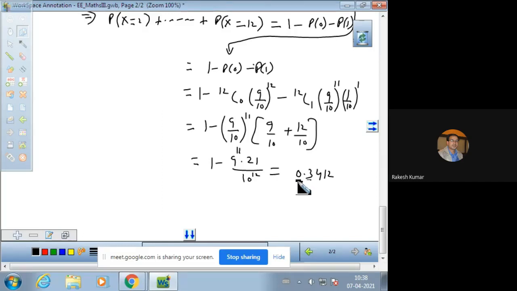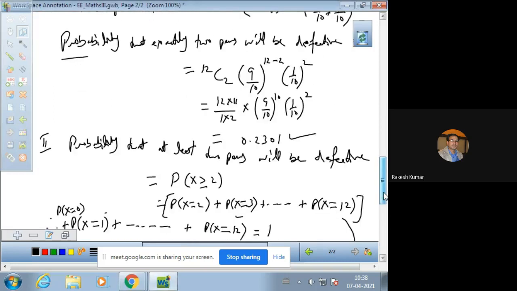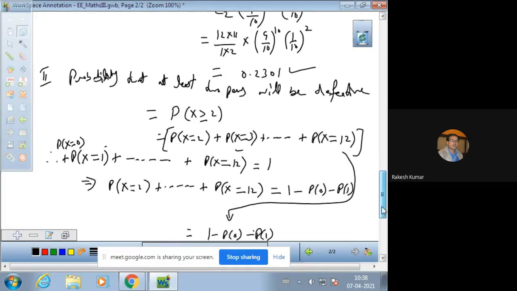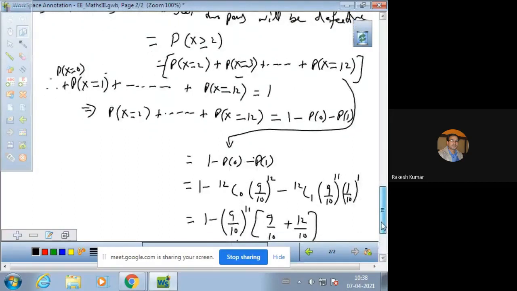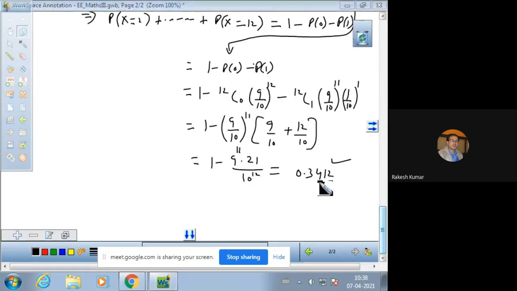So the probability that at least 2 pens will be defective is this. In the first part we found the probability that exactly 2 pens will be defective, and this comes out to be 0.2301. And in the second part we have been able to find the probability that at least 2 pens will be defective, and this value comes out to be 0.3412.